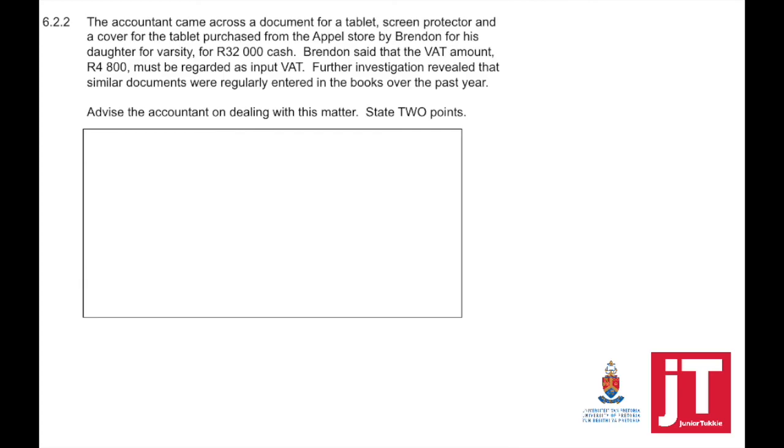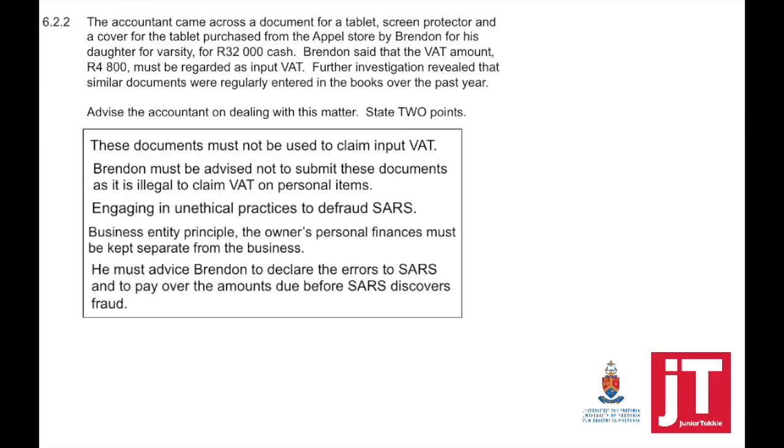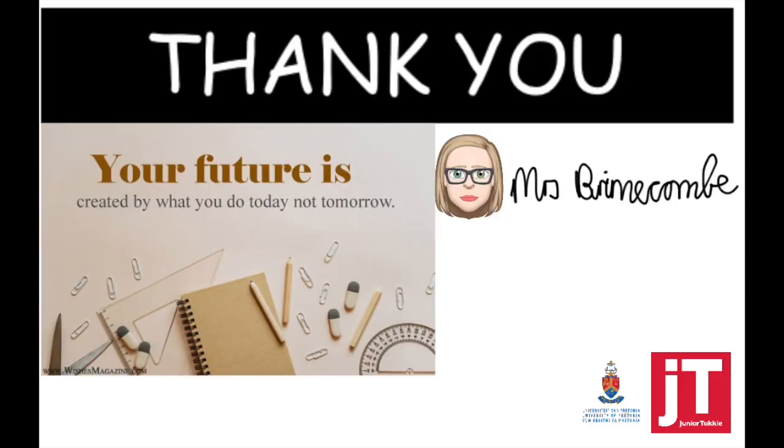So what advice should you give the accountant? These documents must not be used to claim input VAT. Brendan must be advised not to submit these documents as it's illegal to claim VAT on personal items, engaging in unethical practices to defraud SARS. Business entity principle: the owner's personal finances must be kept separate from the business. He must advise Brendan to declare the error to SARS and to pay over the amounts due before SARS discovers the fraud. This concludes now this chapter on VAT.